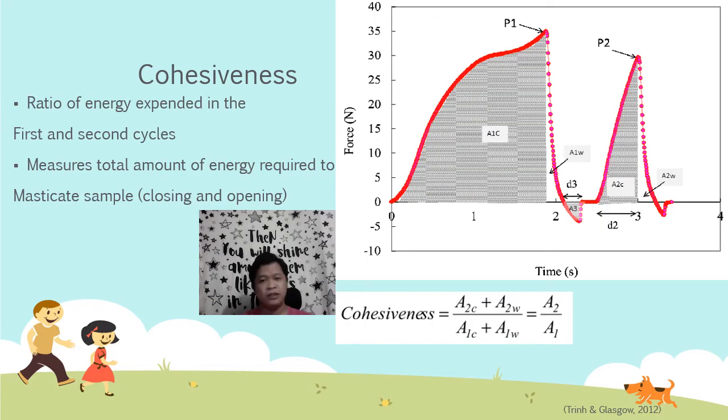So cohesiveness is simply the sum of all areas under the curve for the first and second bites. So A1C, A1W, A2C, A2W. So mas cohesive siya kapag mas malapit itong area under the curve ng second bite sa first bite. Meaning to say, after the first bite, hindi masyadong nabawasan yung parang pinaka kunat ng sample mo. It would still take the same amount of energy to chew it through. No?